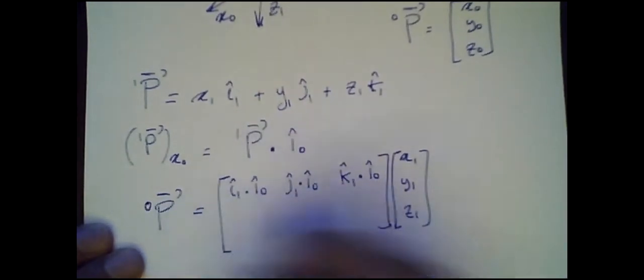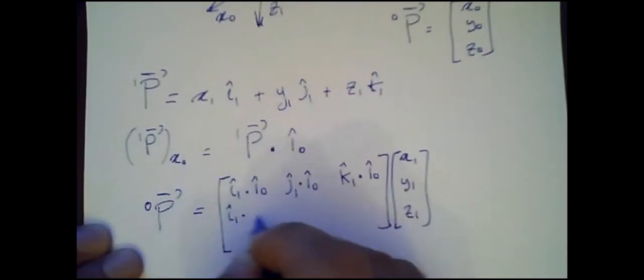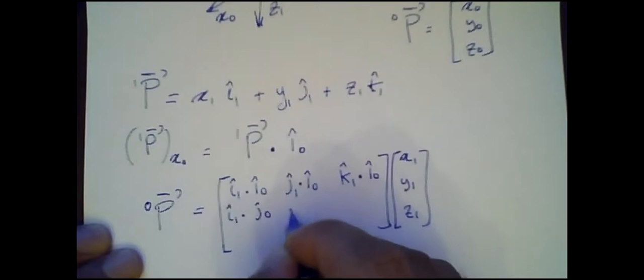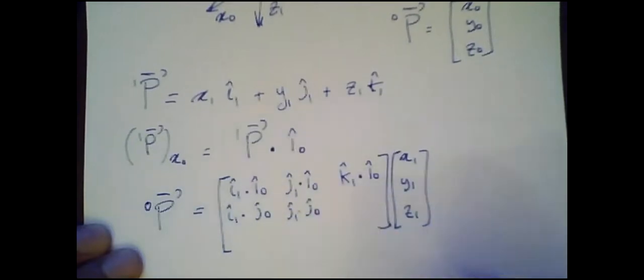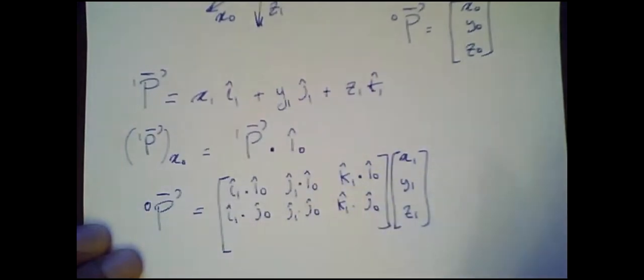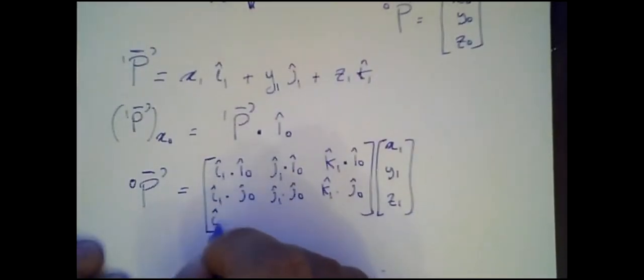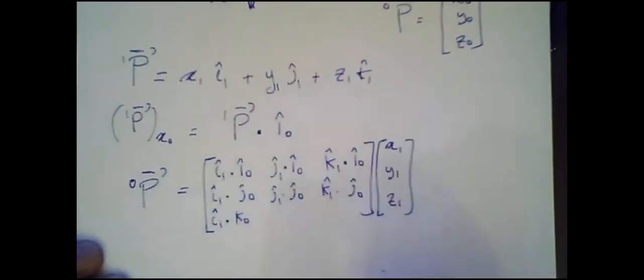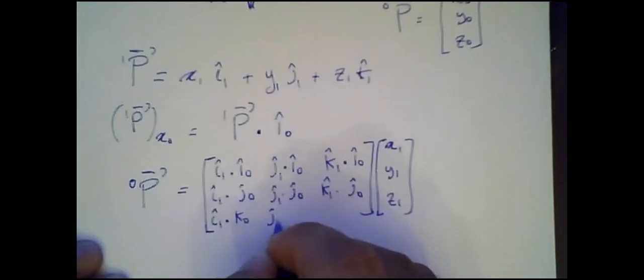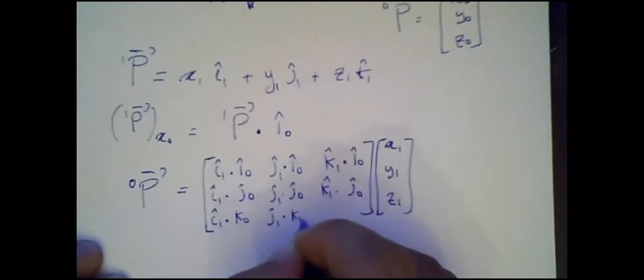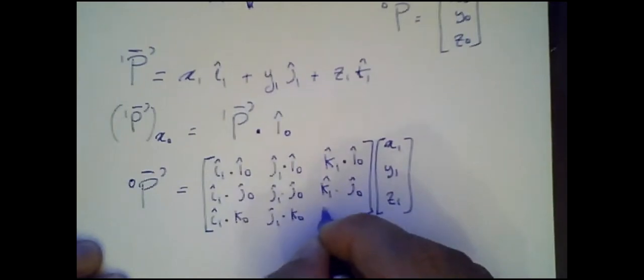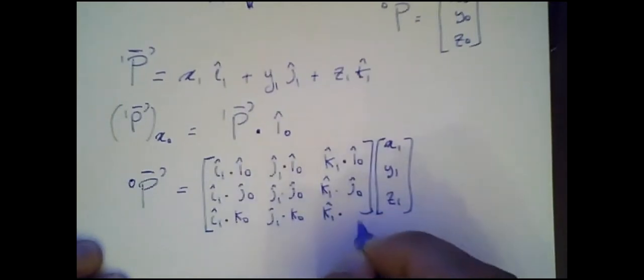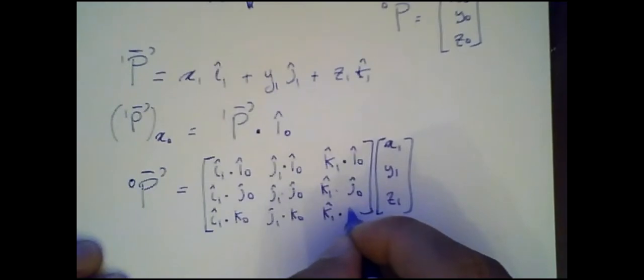On the second row, I'm going to multiply by j0. So it's going to be again i1 times j0, j1 times j0, and then k1 times j0. Now the third row, I'm going to end up with what? i1 times k0, then j1 times k0, and then the last one is k1 times k0.